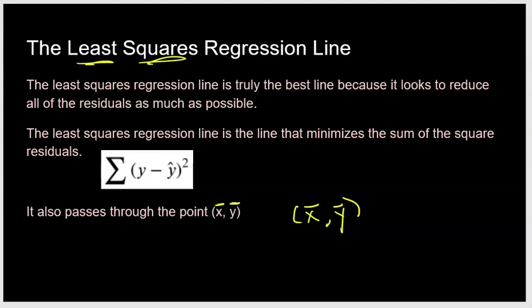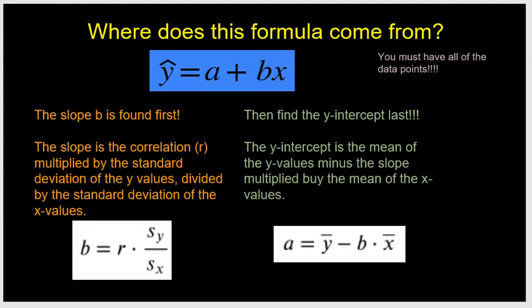All right, on to the next burning question. Where does this formula come from, right? This is a great formula. Y hat equals A plus BX. Like, it's pretty easy. It's a linear formula. It's a line. Like, it's not that difficult to use. But where does it actually come from?